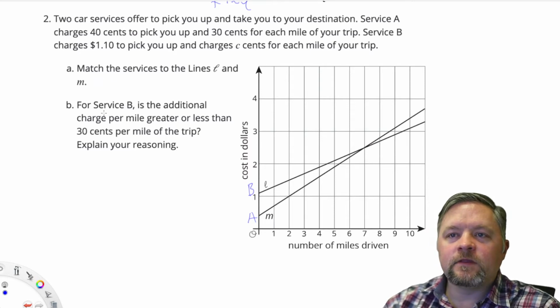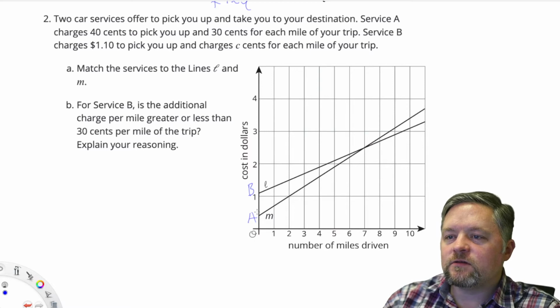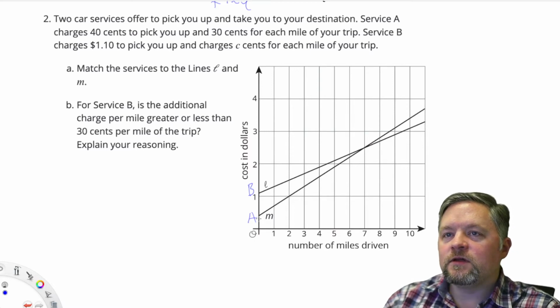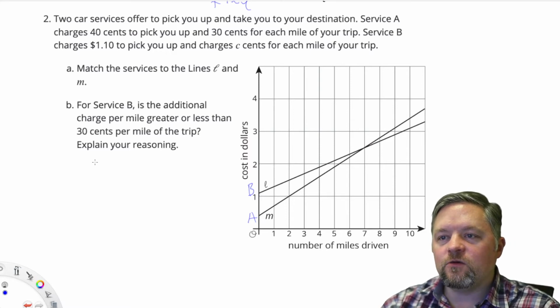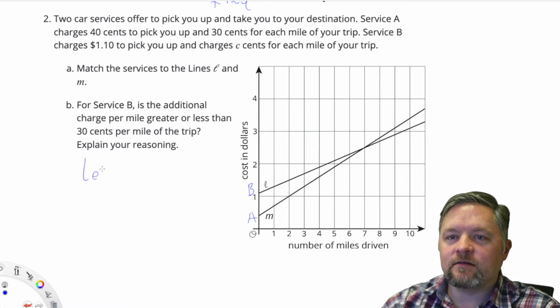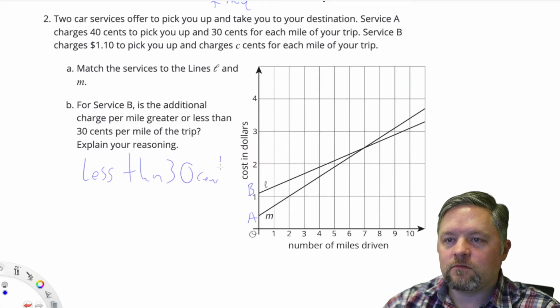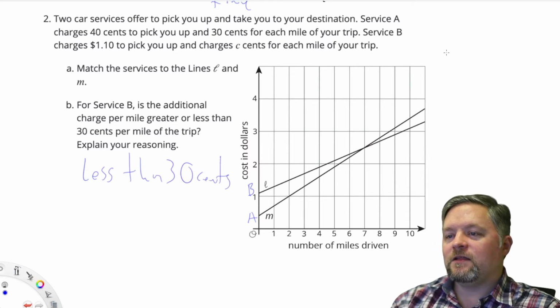Okay. Service B, the additional charge per mile, is it greater or less than 30 cents per mile? So, this one, we know, is 30 cents for each mile. Is this one more or less? Well, that line is shallower. That line is less steep, lower slope, so that is less than. Less than 30 cents per mile because it has a shallower slope.